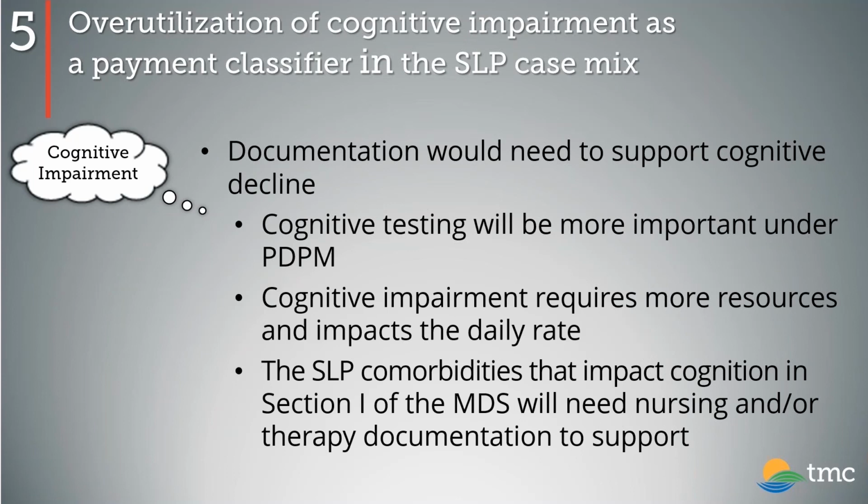The reason that CMS is putting an emphasis on this is that residents that do have cognitive impairment typically require more resources, and so that impacts the daily rate. 10 of the 12 SLP-related comorbidities that also can affect the SLP component are Section I items that require an active diagnosis either in a checkbox or as a comorbidity that is listed on Section I-8000. I mention that because if we've marked in a checkbox or we list a diagnosis in Section I-8000, but that claim is audited and the diagnoses used aren't active, that will result in a denial.